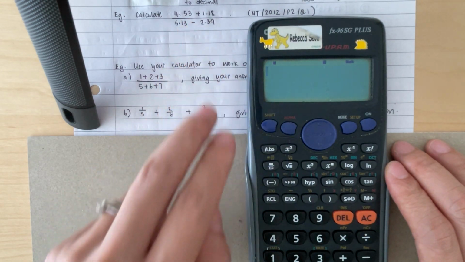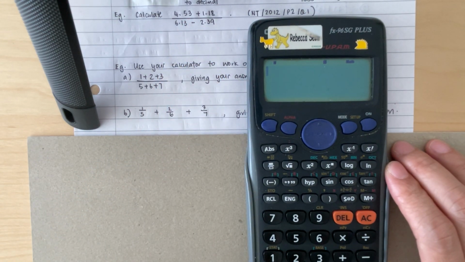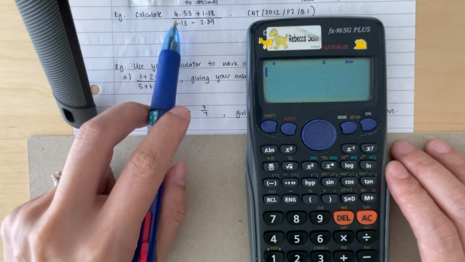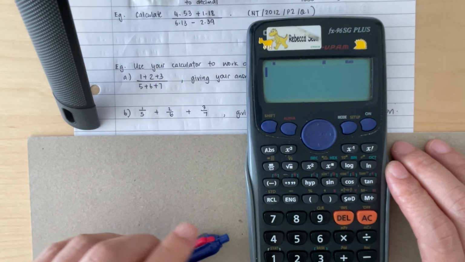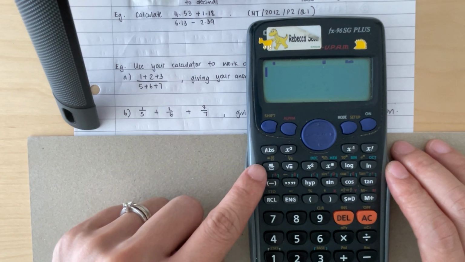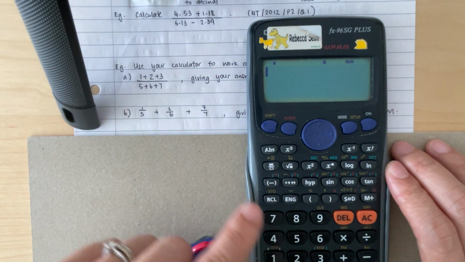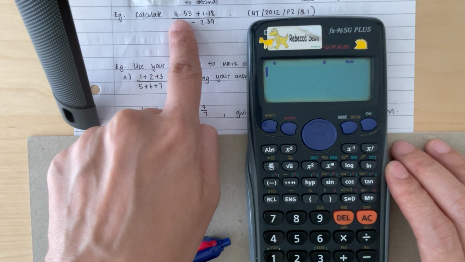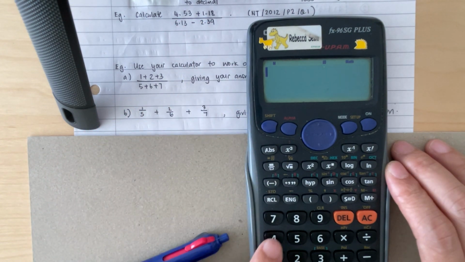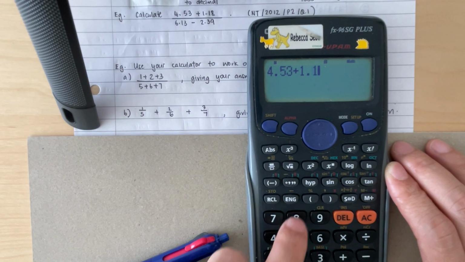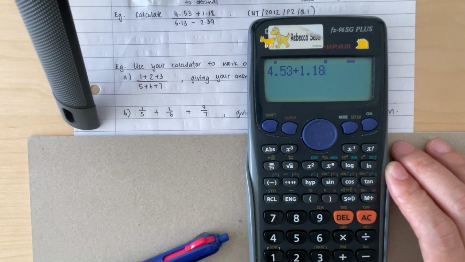This is a fraction, and so there must be a numerator and a denominator. How do I come up with this? Well, if you remember, this is the fraction button. So I could press the numbers in the numerator first. So I have 4.53 plus 1.18. Okay, and I want this whole bunch of numbers to be in the numerator.